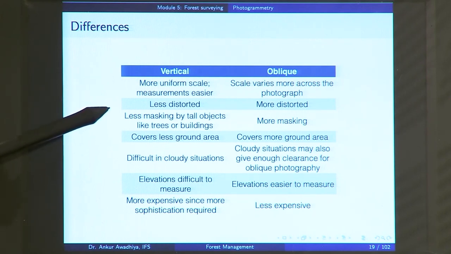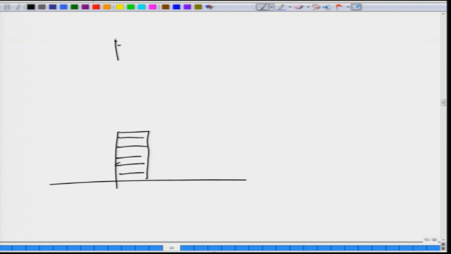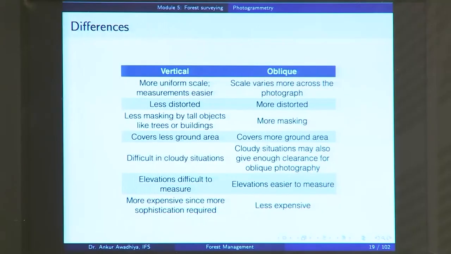In the case of a vertical photograph, there is less masking by tall objects like trees and buildings. In the case of an oblique image, there is more masking. Now, what is masking? Suppose you have a building. If you are taking the image from a vertical angle, you are able to see the building completely. You are even able to see the trees that are here. But if you are taking it at an oblique angle, the tree that is behind this building will never be seen, because it has been masked by the building. Your building is occluding this tree. So, this masking or occlusion is more if you are making use of an oblique photograph.